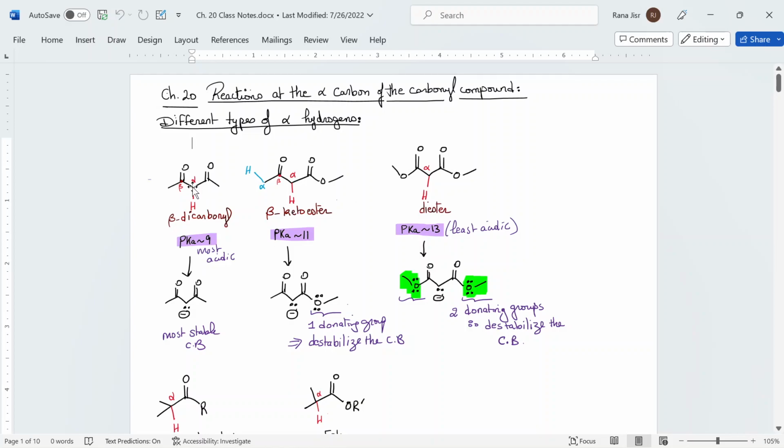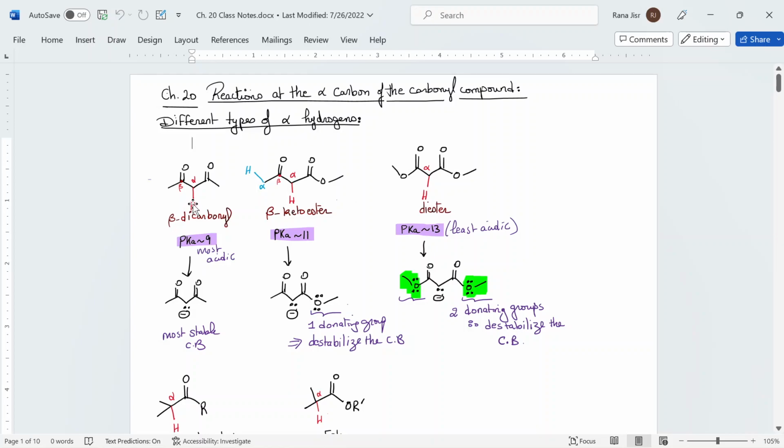So the first type is the alpha hydrogen between the two carbonyls, and this one is the most acidic with the lowest pKa. The reason why it's the most acidic is its conjugate base. If you have a base in there that takes this alpha hydrogen, this is the most acidic alpha hydrogen compared to these two alpha hydrogens here.